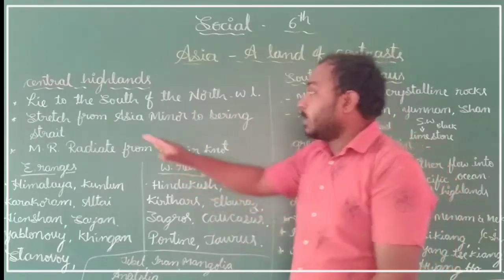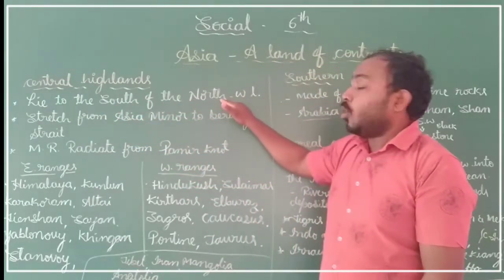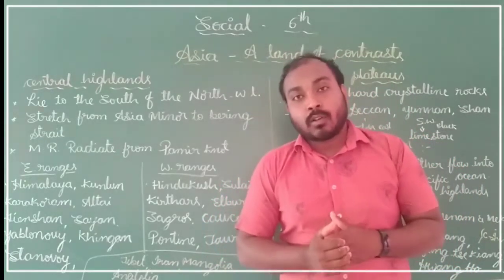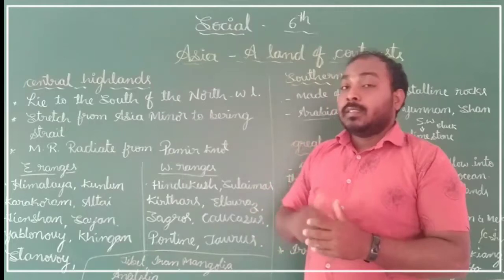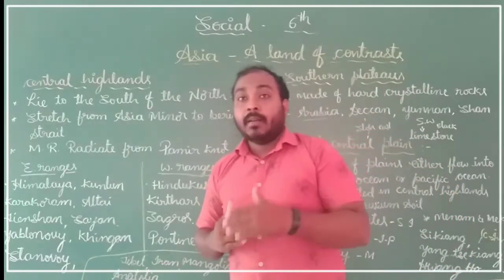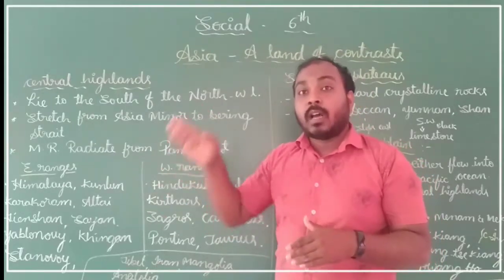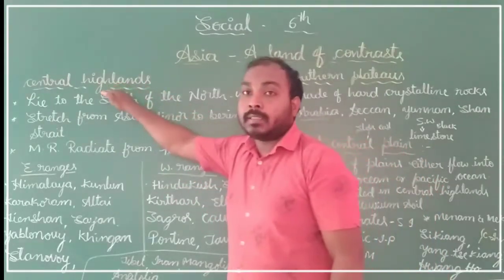The central highlands lie to the south of the northwest lowlands. As we discussed in the first part, the northwest lowlands are located between the Arctic Ocean and the central highlands. That is why, south of the northwest lowlands, the central highlands are located.